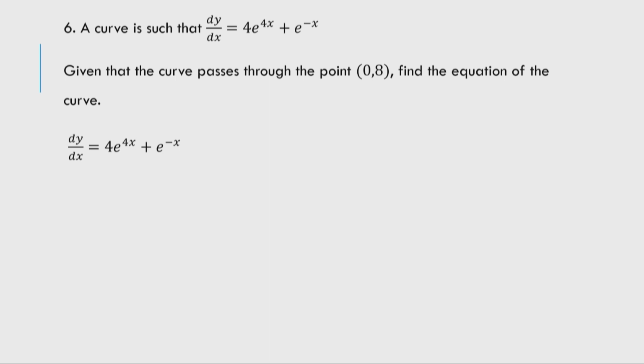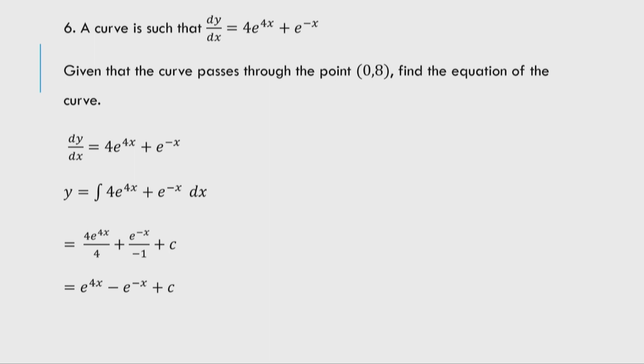dy by dx is equal to 4e to the power of 4x plus e to the power of negative x. Integrating both sides with respect to x, we get y is equal to integration of 4e to the power of 4x plus e to the power of negative x with respect to x, which is equal to 4e to the power of 4x divided by 4 plus e to the power of negative x divided by negative 1 plus c.